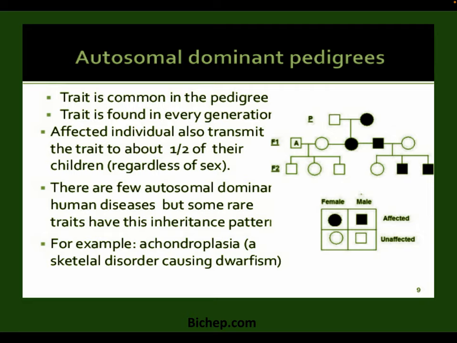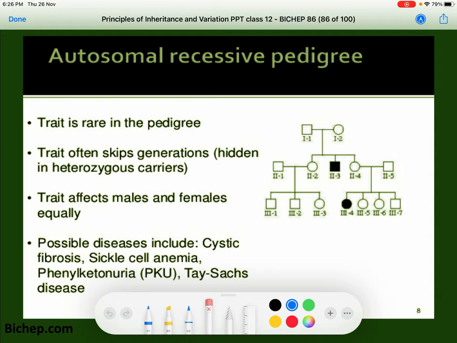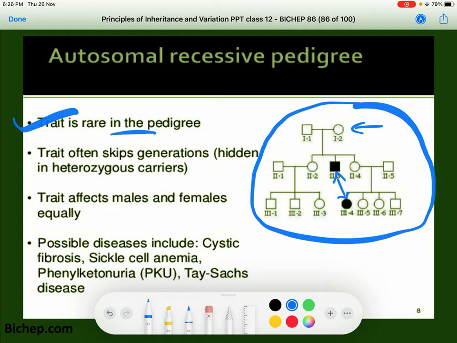Fine. The other one, autosomal recessive. Now, for recessive, the very first identification is whether it is skipping the generation or not. Ready? So traits are rare in the pedigree. Look, out of so many individuals, only few are affected. It means they are recessive. If few are showing that character, it is recessive. It is the first indication.